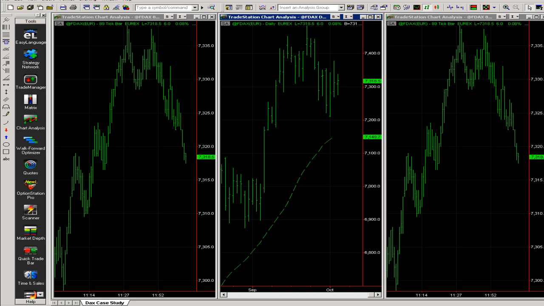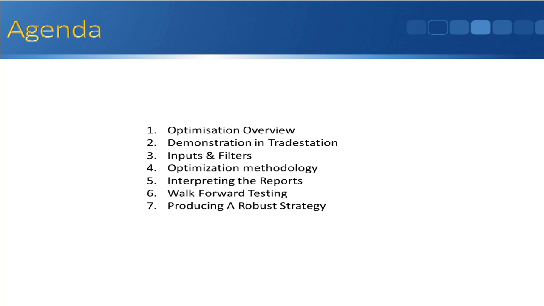on Monday, and then I'm going to get stuck into showing you what TradeStation have put together with their walk forward optimization. Tonight's really part 2 of the walk forward optimization, and we're going to do a quick recap of the optimization overview, demonstration in TradeStation. We're going to talk about the inputs and filters we're using, the optimization methodology, including the walk forward analysis. So we just touched on it on Monday night. We're going to go into a lot more detail tonight.